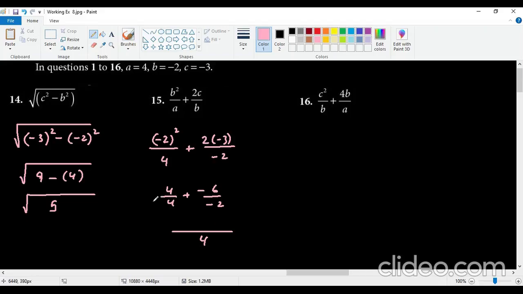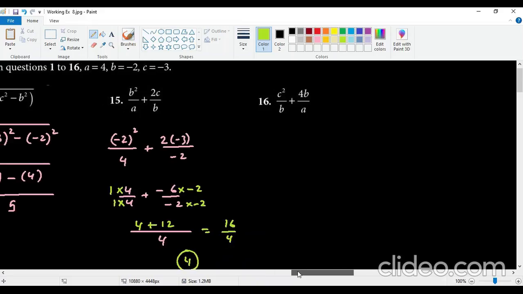Or if we take the LCM, this is going to be multiplied by 1 to make it a 4, and this is multiplied by minus 2 to make it a positive 4. So we multiply the numerator by 1 and we multiply this by negative 2. So in the numerator, we will get plus 12. That means 16 over 4. So 16 over 4 is going to give you a 4 itself as an answer.